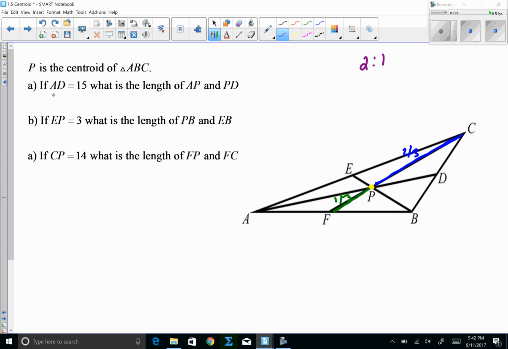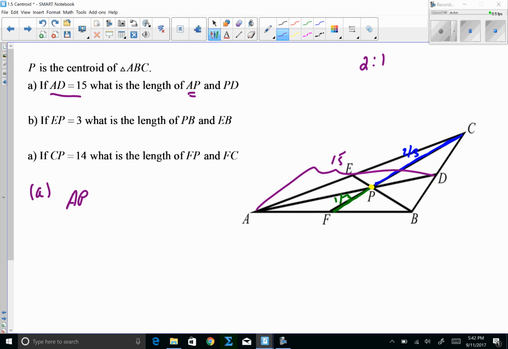So in example A, we're told that AD is 15. So the entire line segment AD is 15. All right, so down here I'll do A. What does that mean for me? That means that I have a statement where I can find either AP or BD. It doesn't matter which one. In this case, they've said AP first, so let's do that one first.